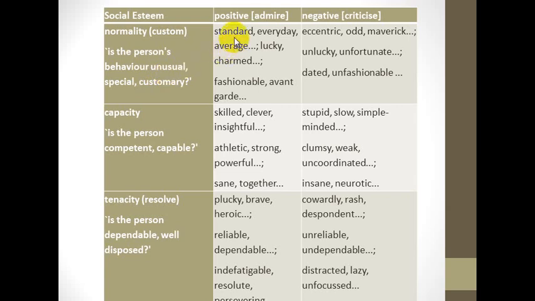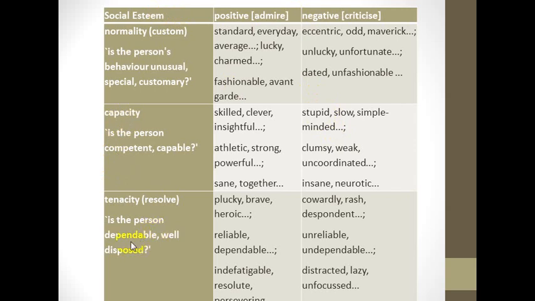So if you find the words like standard, it means positive normality, positive social esteem, positive judgment, positive appraisal. So when you have the word odd, aneh, it means negative normality, negative social esteem, negative judgment, negative appraisal. And then the capacity, capable. So when you say someone is clever, so clever is positive capacity, positive social esteem, positive judgment, positive attitude, positive appraisal. But in the opposite, when you say stupid, it means negative capacity, negative appraisal.